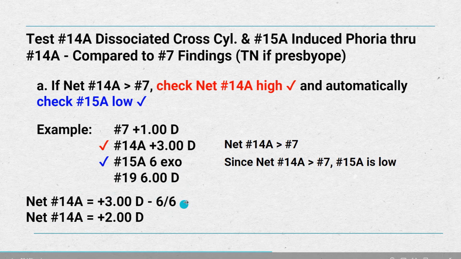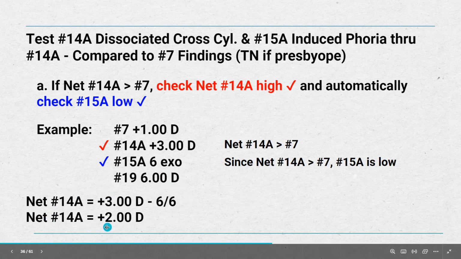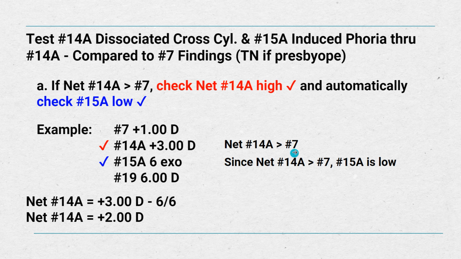So net number 14A of plus 2. So this net, we will compare it to number 7. So which is greater, the net number 14A or number 7? So net number 14A is greater than number 7. So by that, since it is greater, you check it high.